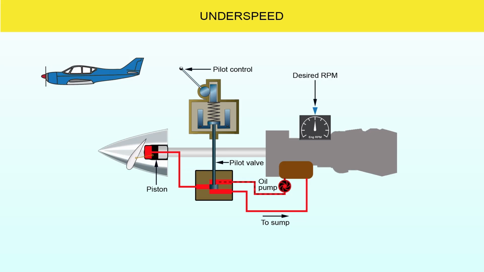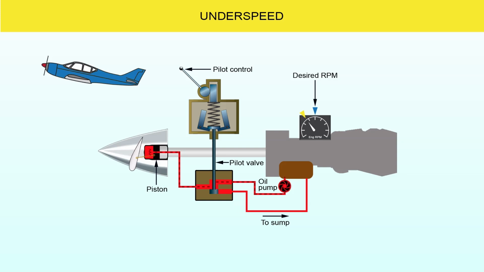When the engine runs slower than the RPM set by the pilot through the propeller control, the governor enters an underspeed condition. In this situation, the centrifugal force on the flyweights is too weak to push them outward. As a result, the speeder spring pushes the pilot valve downward. This downward motion opens the governor's oil metering port, allowing high-pressure oil to flow into the propeller piston. As oil fills the piston chamber, the blades shift to a lower pitch angle, reducing aerodynamic resistance. This lightens the load on the engine, allowing it to speed up and return to the target RPM.